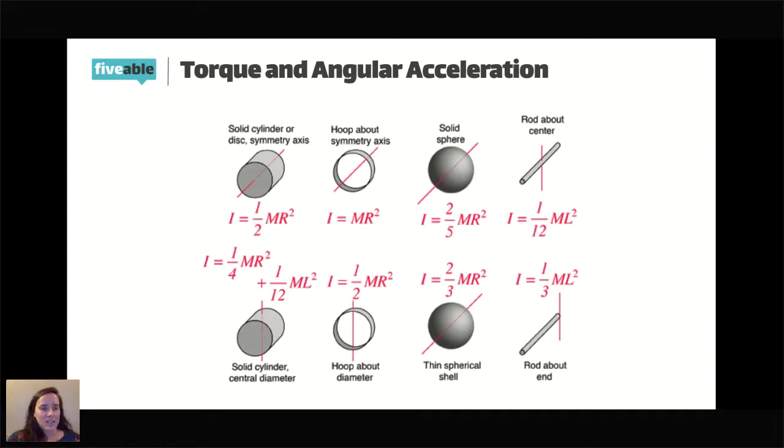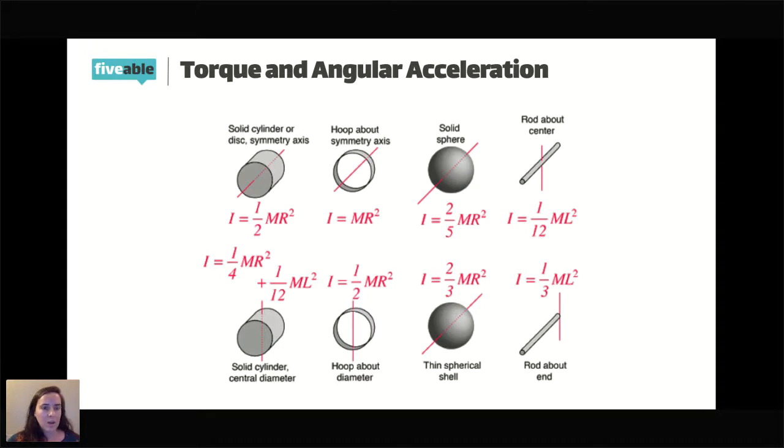Starting from the top left, we have our solid cylinder or disk rotating about the symmetry axis. So that's if you have your puck and your axis of rotation is in the middle, like a spinning record, a merry-go-round, things like that. And the inertia is 1/2 mr², where m is the mass and r is the radius of that disk.